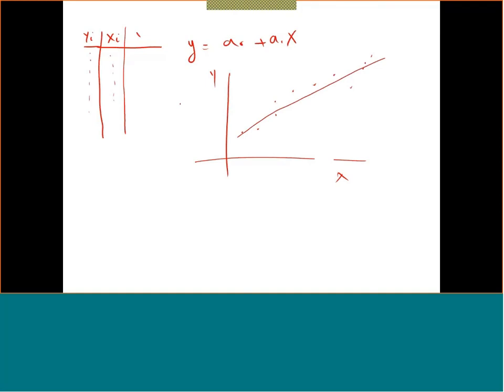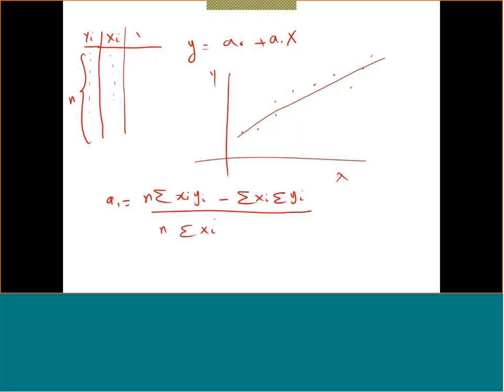Okay, and then from this we found, to find a1 and a0, your a1 is basically n, which is the number of points, multiplied by the summation of the multiplication of xi, yi, then minus the summation of xi times the summation of yi, everything divided by n times the summation of xi squared minus the summation of xi, all squared.